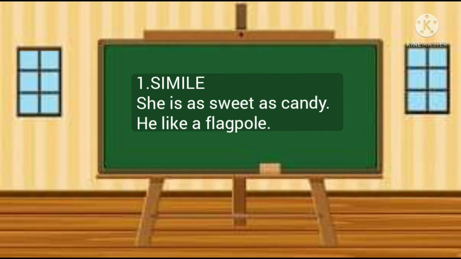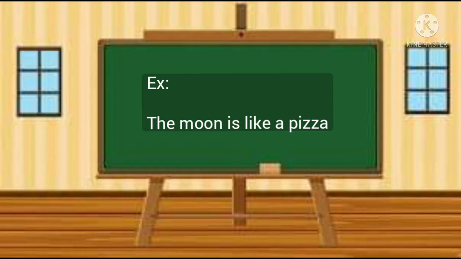Example, she is as sweet as candy. He is like a flagpole. Note that using like or as in the sentence doesn't always make a simile. A comparison must be made. Example, the moon is like a pizza. Let's proceed to metaphor.